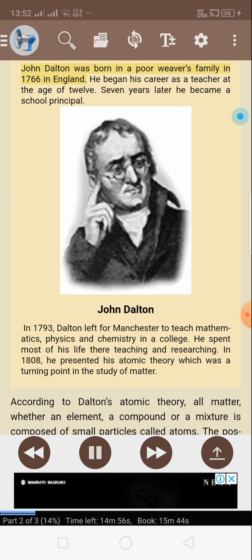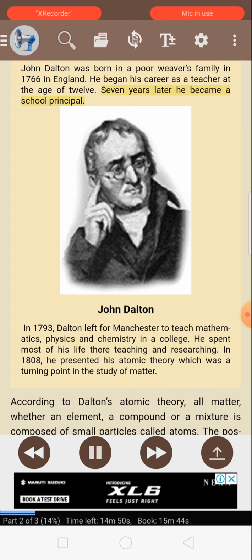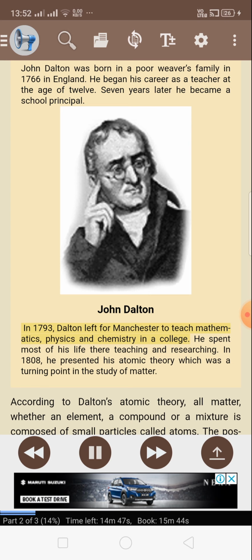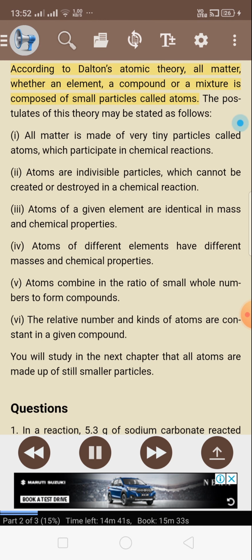John Dalton was born in a poor weaver's family in 1766 in England. He began his career as a teacher at the age of 12. Seven years later, he became a school principal. In 1793, Dalton left for Manchester to teach mathematics, physics, and chemistry in a college. He spent most of his life there teaching and researching. In 1808, he presented his atomic theory, which was a turning point in the study of matter. According to Dalton's atomic theory, all matter, whether an element, a compound, or a mixture, is composed of small particles called atoms.